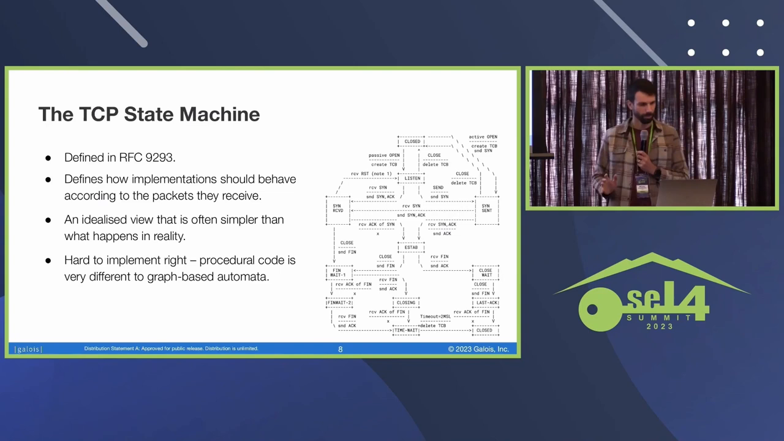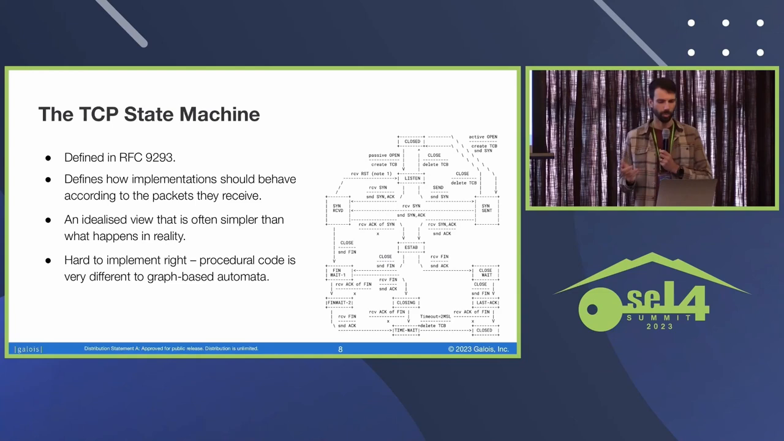The TCP protocol, very exciting, was defined, I believe, first in the 80s. The latest is RFC 9293. Again, the RFC defines how the protocol should behave, but it's by no means a formal specification. You're all familiar with RFCs, so it's an English description of how things should happen, and it's often an idealized view of the protocol rather than what happens in reality. On the right side, we see a state machine from that RFC that describes the protocol.